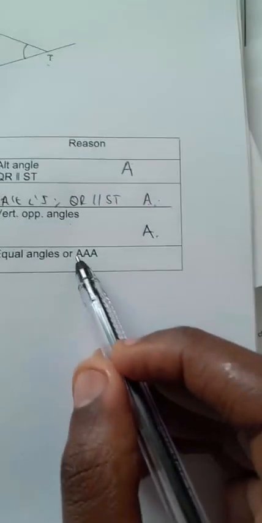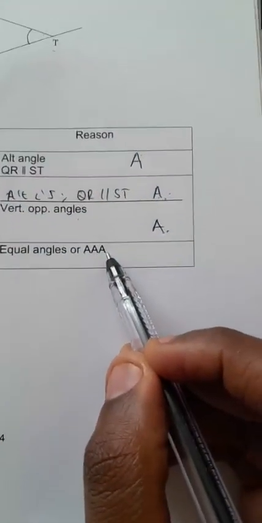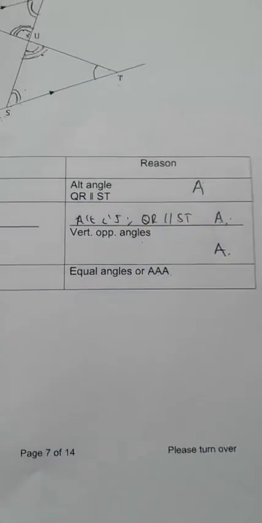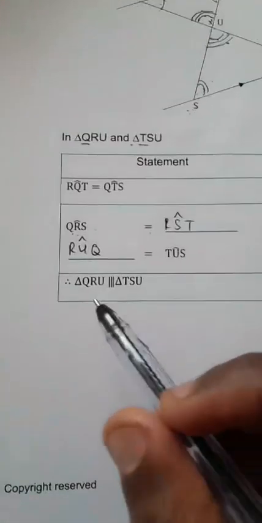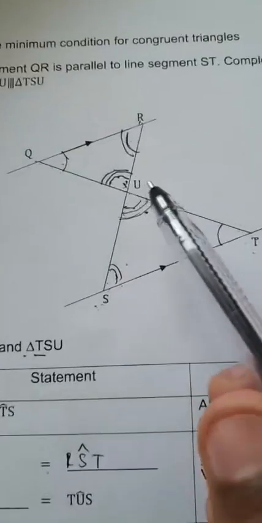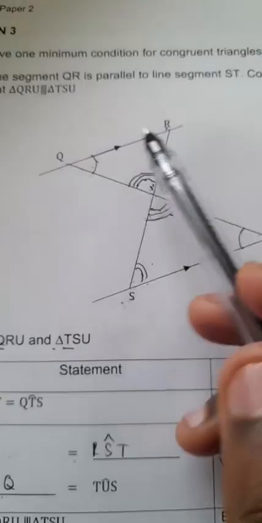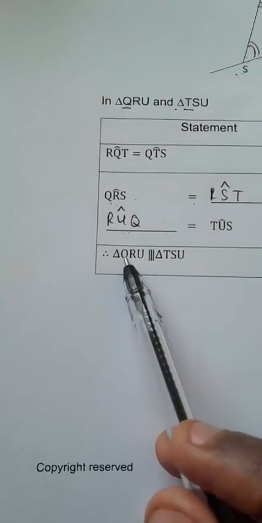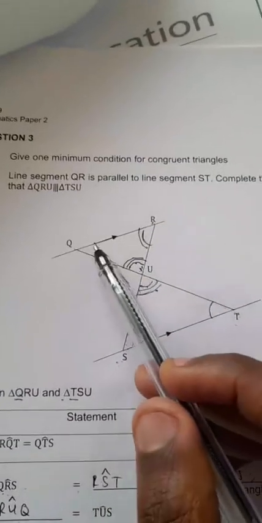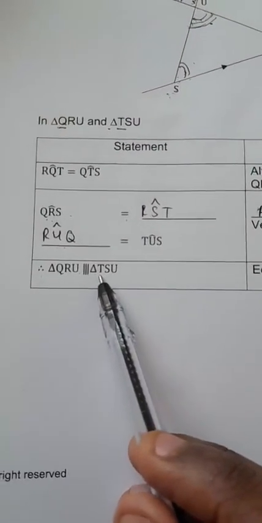In other words, angle, angle, angle. Case of similarity reached. We have proven. Now, triangle QRU. Look at the order, guys. Triangle QRU. Look at where the Q is situated. Which angle did we say this angle is equal to? It's equal to this angle. Look at where the T is situated.